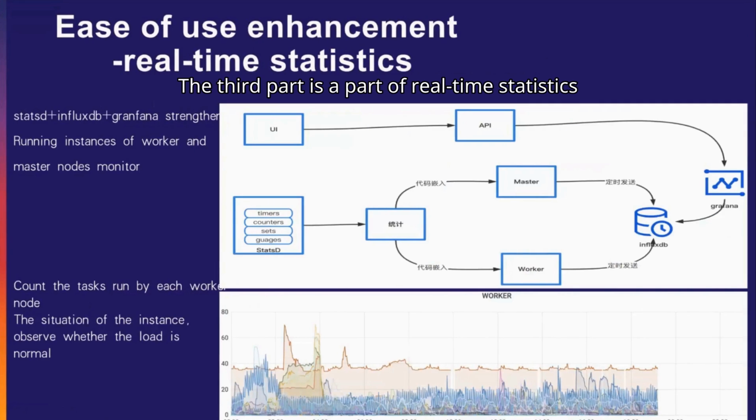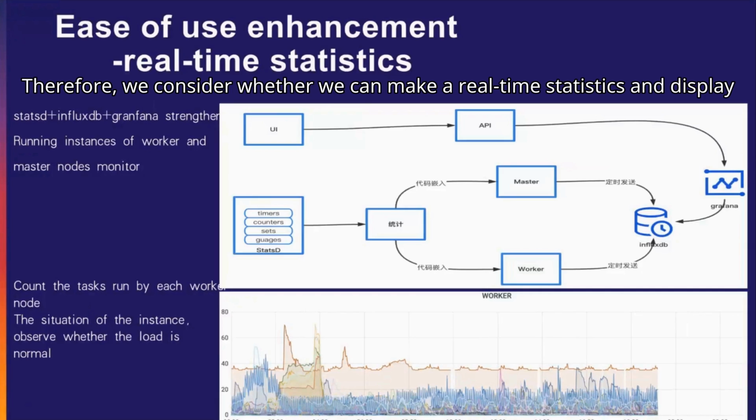The third part is real-time statistics. For the real-time statistics part, you can see a display in the chart below. Actually, we are considering that the task distribution of every worker node or master node at each moment is not very clear. Therefore, we consider whether we can make a real-time statistics and display.